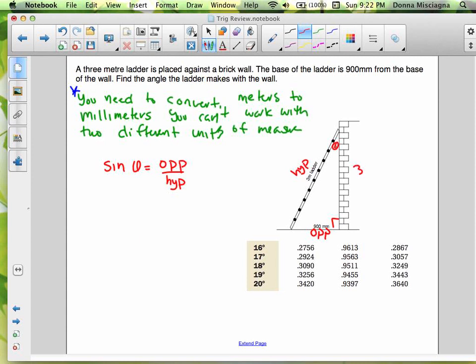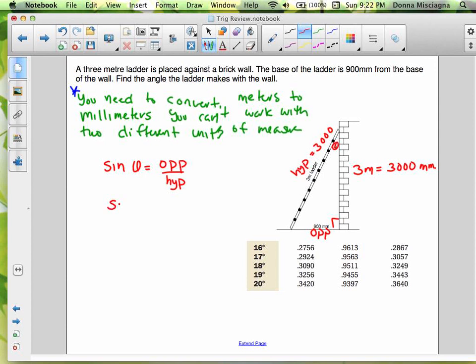So 3 meters equals 3,000 millimeters. Right? So we'll make our hypotenuse equal to 3,000 so that we're all in the same units of measure. Otherwise, it makes it seem like our ladder is 900 meters away, and that would just not be possible. It's only a 3-meter ladder.